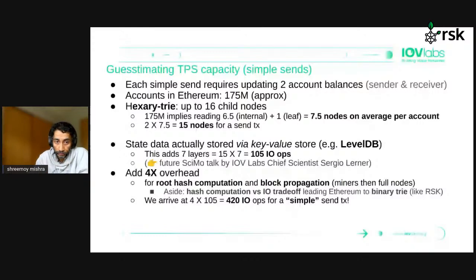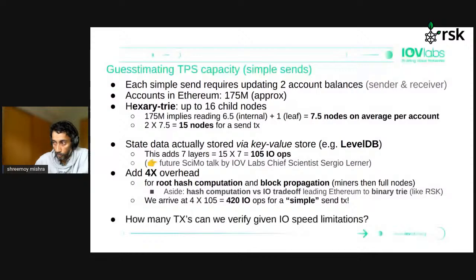And that's for a simple send, not a fancy smart contract call. That will be much more complex, but this is going to give us the limits. So if we need 420 I/O ops for a single simple send transaction, how many such transactions can I process and verify on my machine? If all of this information stays on disk, then this is what I'm looking at.